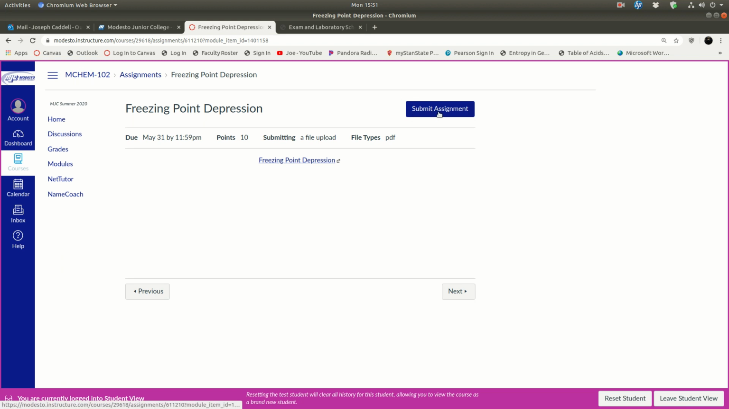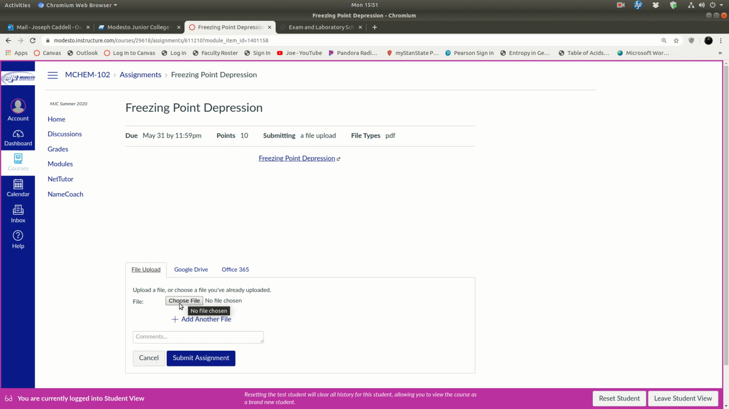When you're ready to submit your assignment, you're going to type it up in whatever program you use, and then you have to export it as a PDF. Must be in PDF format. Once you've done that, you know where it is. Click Submit Assignment. Click Choose File down here.